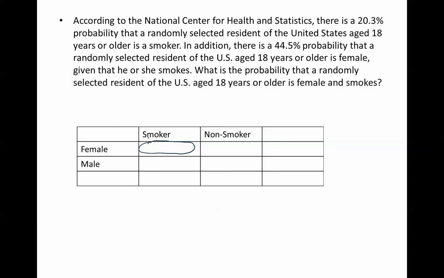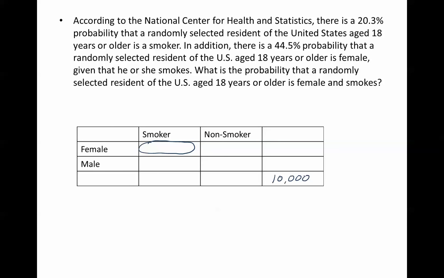We're going to start just like we did with the last one. We're going to give ourselves some total number of individuals, and just based on the probabilities that I have, I'm going to start with 10,000. We'll see how that goes. So let's see what we can fill in here.